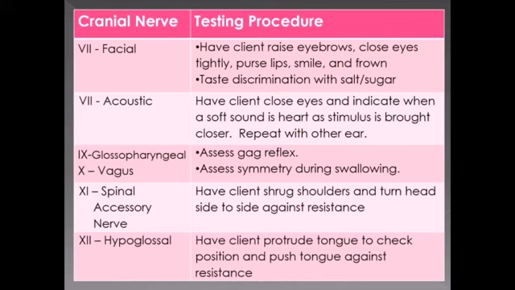Number 9, number 10, glossopharyngeal and vagus. You're assessing the gag reflex, and you want to assess symmetry during swallowing. 11, the spinal accessory nerve. You can do this by having the client shrug their shoulders and turn their head side to side, both against resistance, to see how they do.